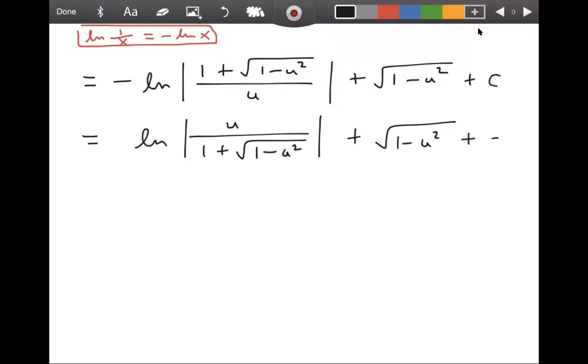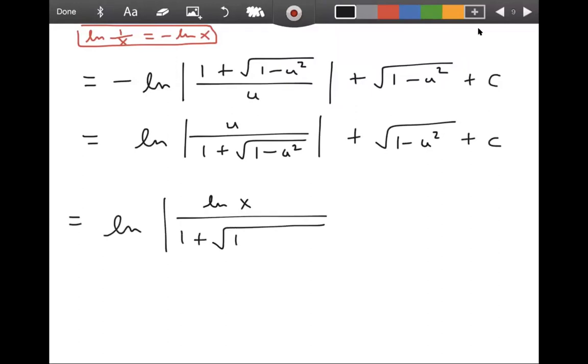Okay, so now we have to put this back in terms of natural log x. Remember, u was natural log x. So this is a kind of ugly answer, isn't it? It's going to be the natural log of the absolute value of natural log x over 1 plus the square root of 1 minus the square of natural log x, plus the square root of 1 minus the square of natural log x. And no points if you don't remember the plus c. Just kidding.